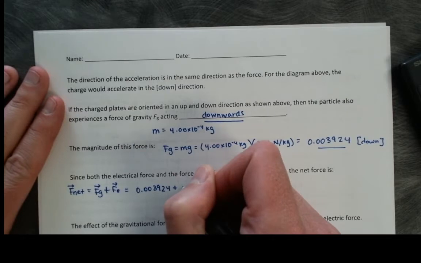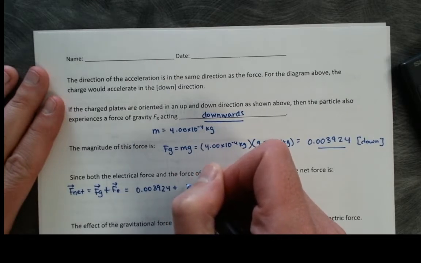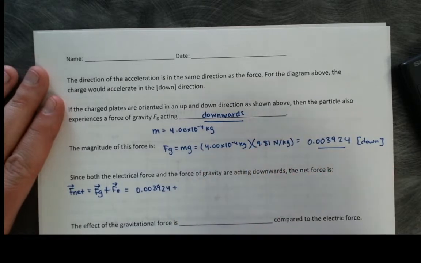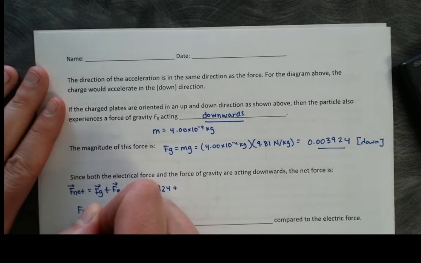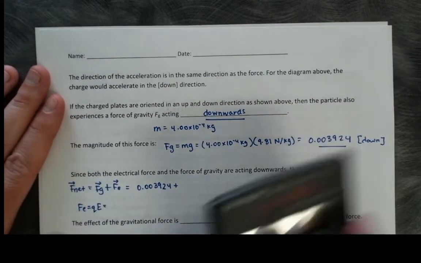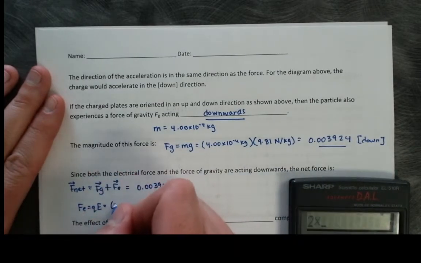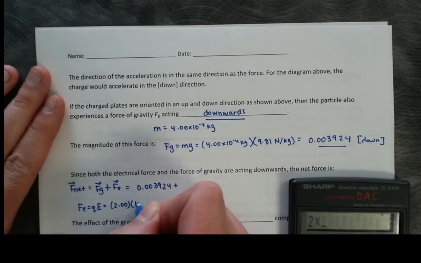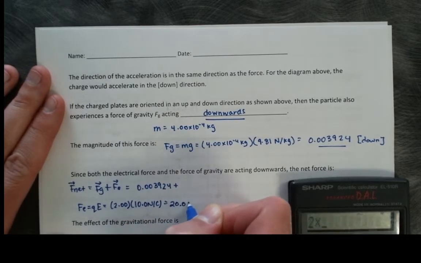We found that other force to be... Ooh, we never actually found it. Well, the electric force would just be force is equal to Q times E. The charge of that particle was 2. The electric field strength was 10 for a total force of 20 newtons.